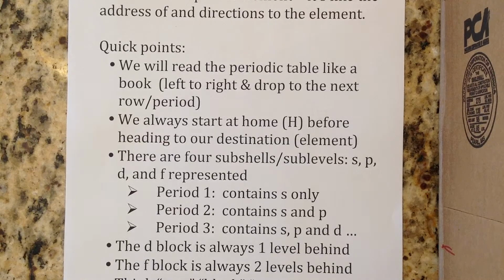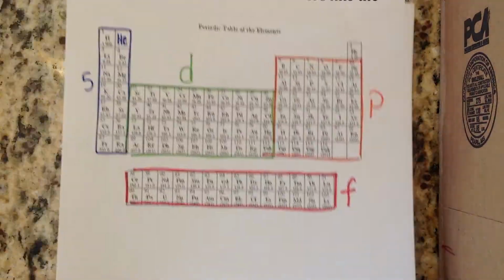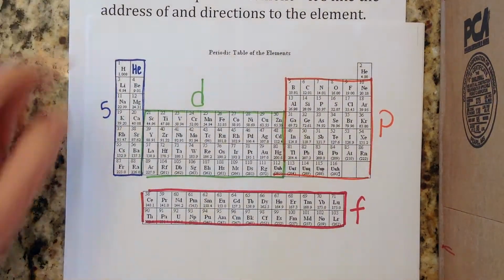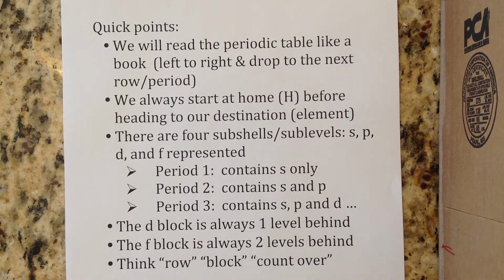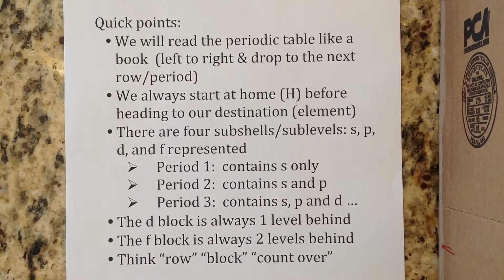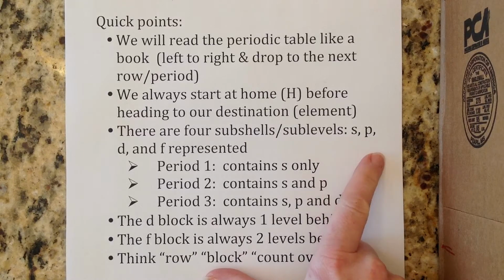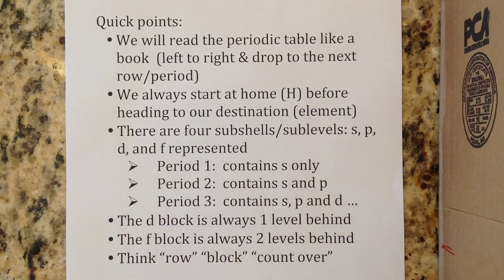We will always read the periodic table like a book from left to right, and then you drop down to the next row, left to right, so on and so forth. We will always start at home. Home happens to be hydrogen, and that's a good thing because home starts with H, so it's easy to remember, but we always will start here. Every electron configuration we do starts with hydrogen. There are 4 subshells or sublevels represented on the periodic table. We just talked about those, S, P, D, and F.